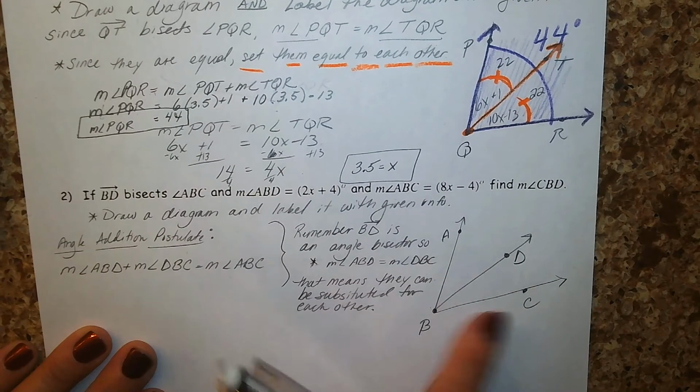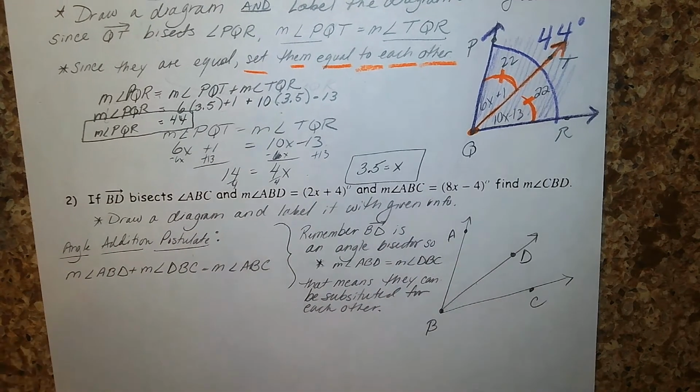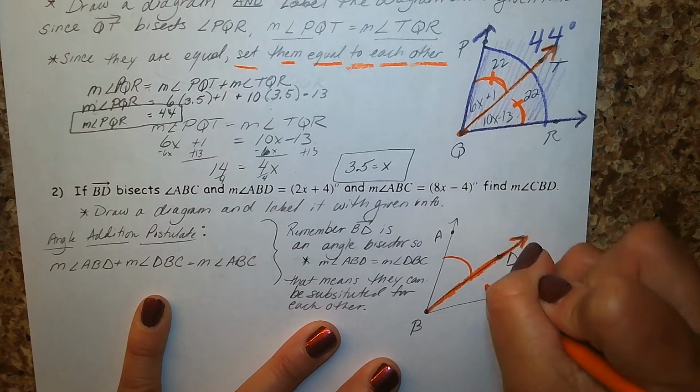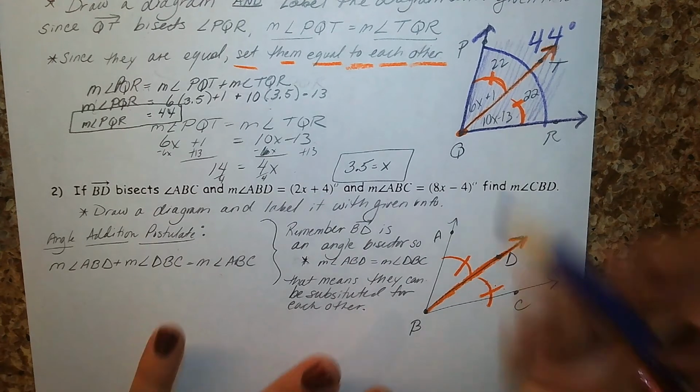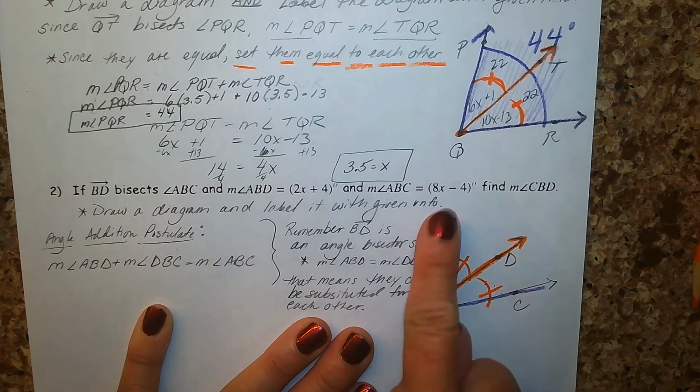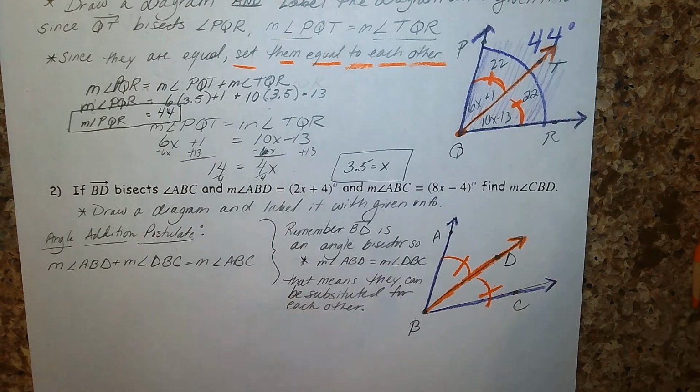First thing you want to do is draw your diagram, right? BD bisects. So you've got to put that bisector inside there, okay? And you want to put it right in between to make those two equal. And it bisects that entire large angle, right? ABC is the angle that is getting cut in half.